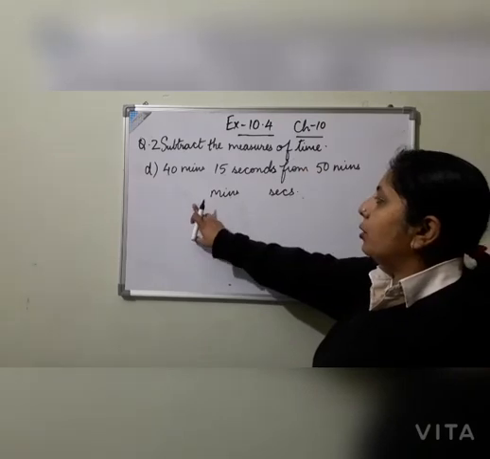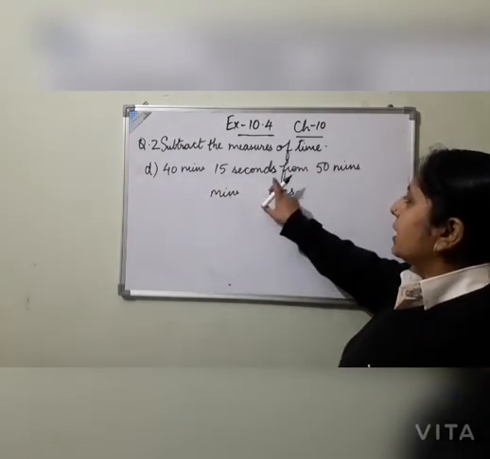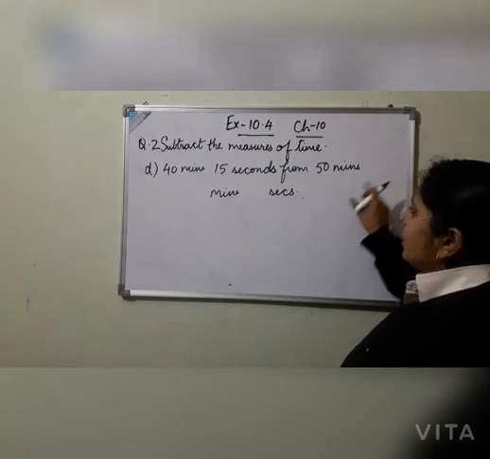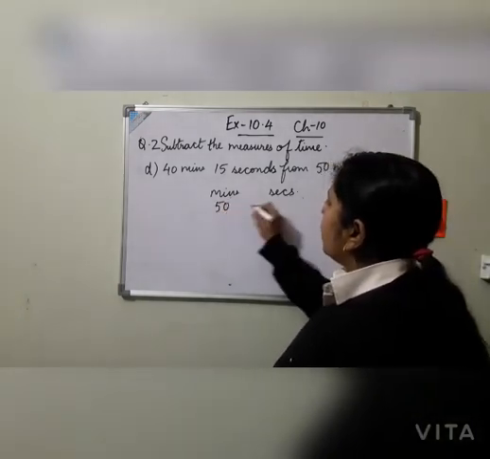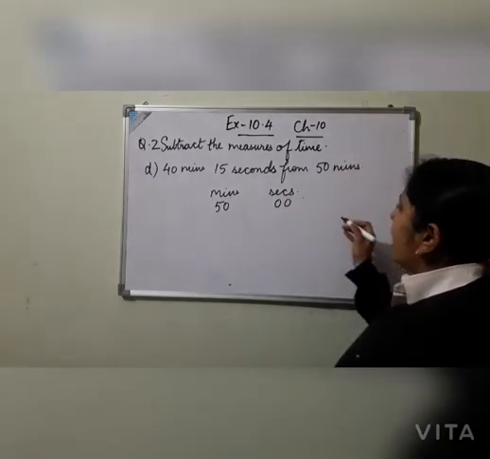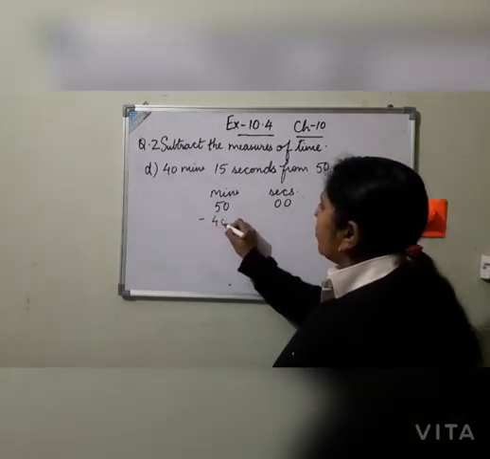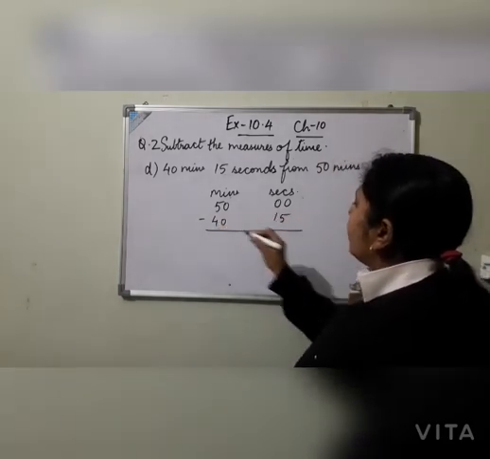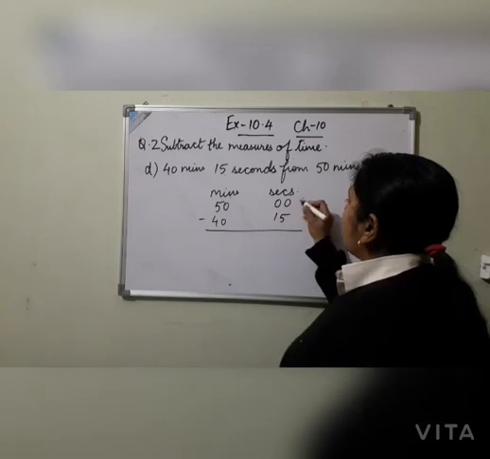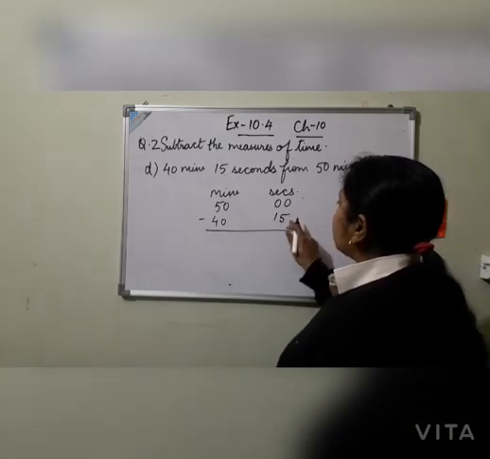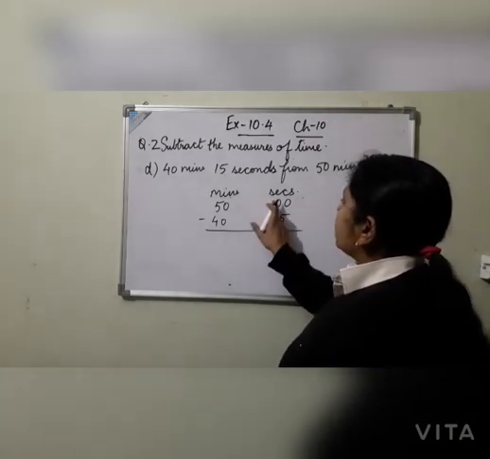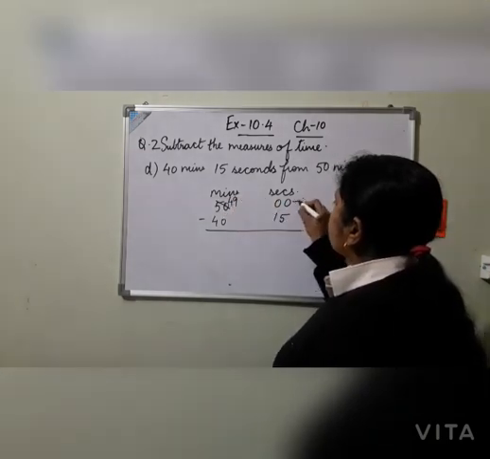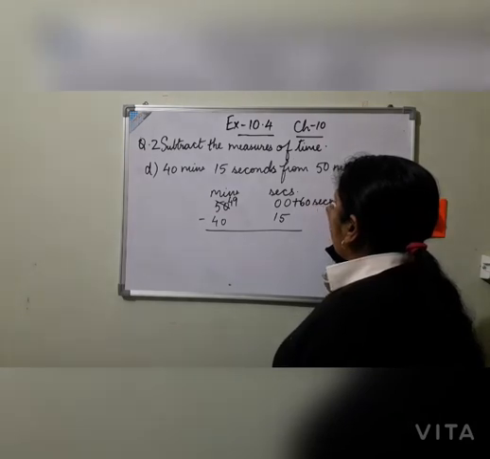Now question number 2 of exercise 10.4 says subtract the measures of time. D part we are going to do. 40 minutes 15 seconds are to be subtracted from 50 minutes, and no seconds have been given. So for the time being you will write 0 0, and when we have to subtract 40 minutes 15 seconds from 50 minutes, again we have to borrow from minutes to get the subtraction done here. When seconds borrow from minutes, 50 becomes 49 and you get 60 seconds here, as 1 minute is 60 seconds.